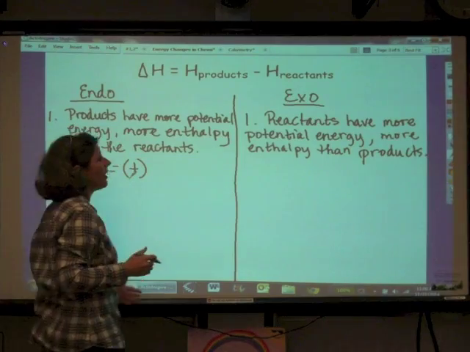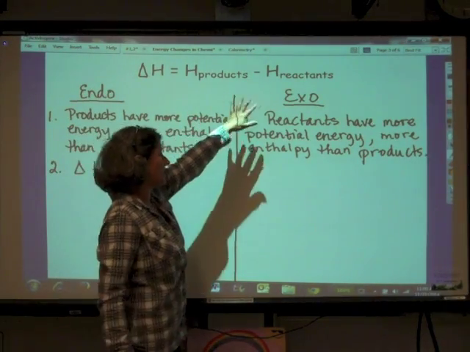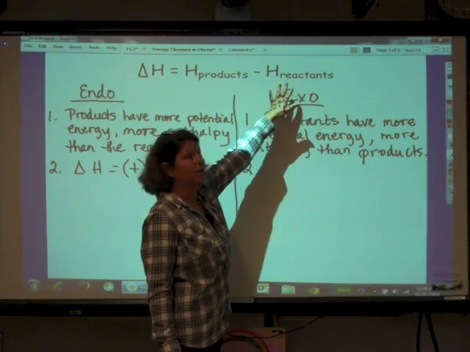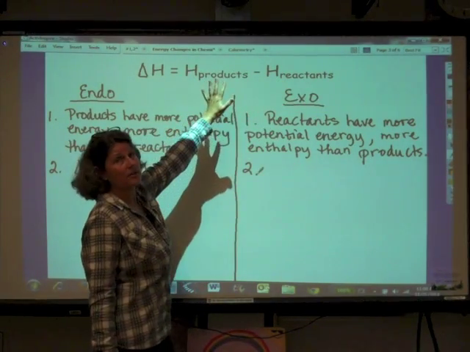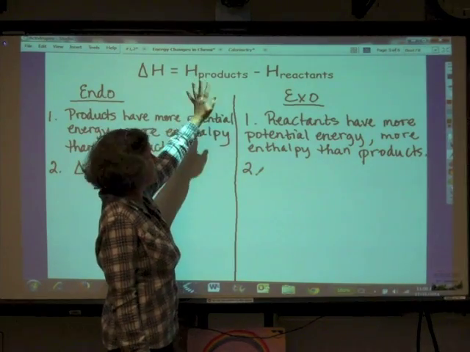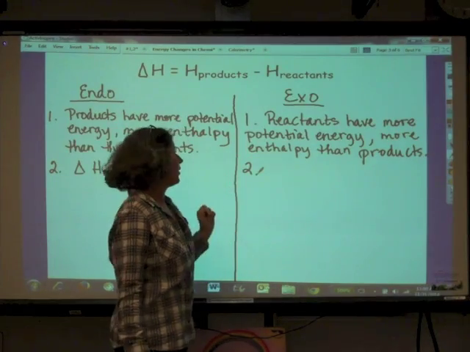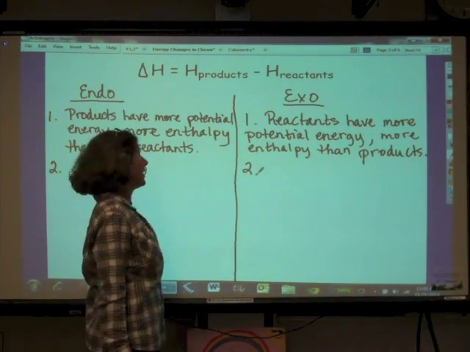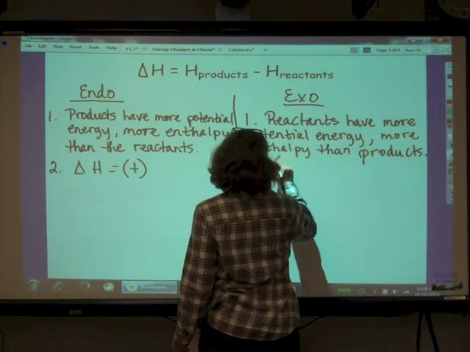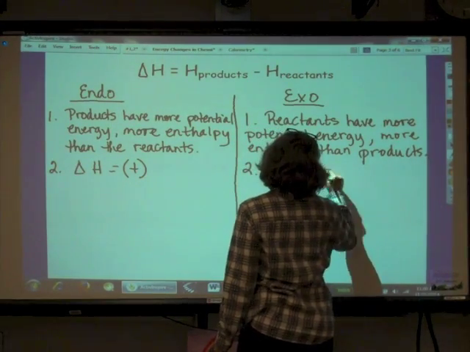Exothermic, it's just the opposite. Okay, reactants have more enthalpy than the products. And so in this case, let's just say, simplify this, 1 minus 2 is negative 1. So in an exothermic reaction, the sign of delta H is always going to be negative.